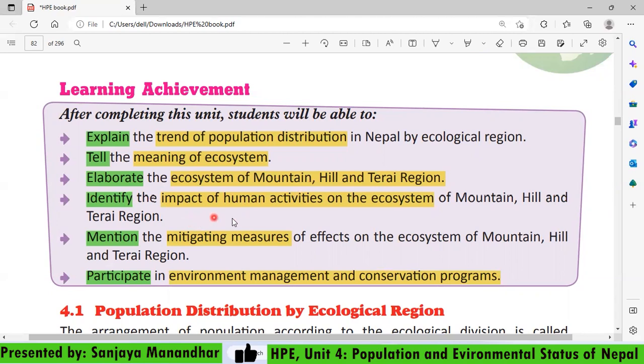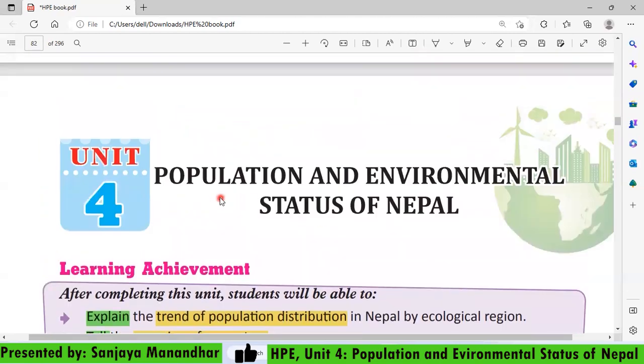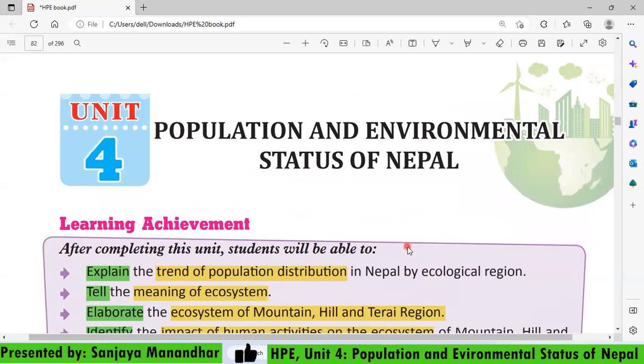And we can also identify the impact of human activities on the ecosystem of all the geographical regions. What are the impacts, negative impacts in mountain region, hilly region, Tarai region? So we read in detail. Similarly, how can we mitigate those effects? Those mitigating measures also we did. And similarly, how can we participate ourselves in environment management and conservation? Just now we did. So I think all of you are clear about this topic, this chapter, this unit, population and environmental status of Nepal. I think you don't have any confusion now.